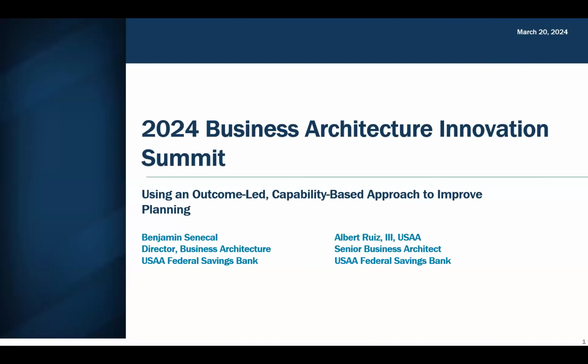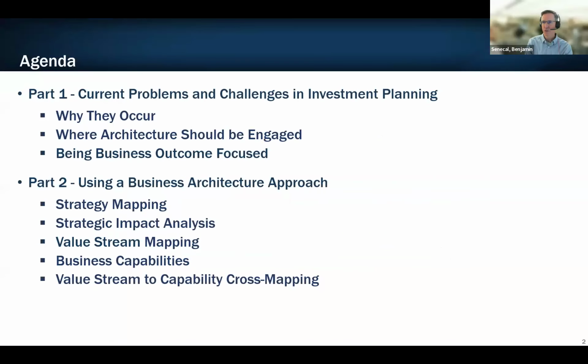And we've really broken this agenda into 2 parts. First, I'll be covering current problems and challenges in investment planning, why they occur, where architecture should be engaged, and how we continue to be outcome focused. Albert will be talking about using a business architecture approach, going through different techniques: strategy mapping, impact analysis, value stream mapping, leading to how we connect the initiatives to the strategy. So it's part of our strategy to execution methodology.